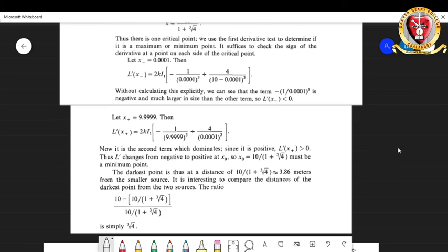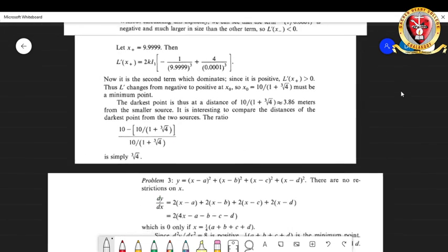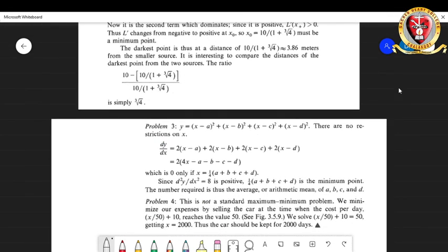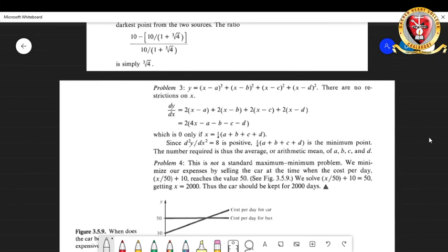So that is how you find the second problem. And the third problem was to minimize y, which is the sum of the squares of the differences of the point and A, B, C, D. So we said that y is equal to this, and we don't have any restrictions on x. Then what you do is find dy by dx.